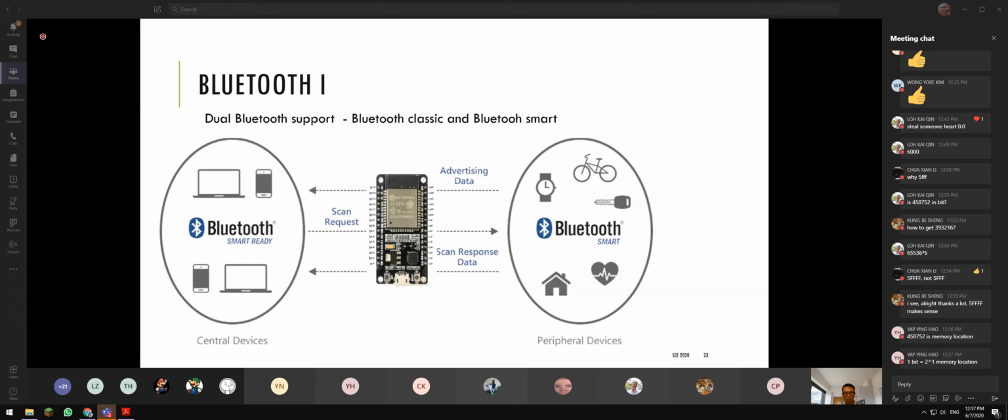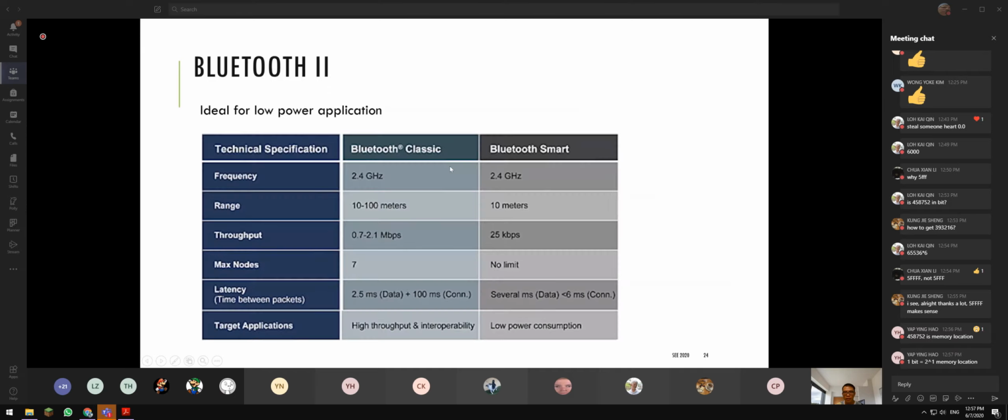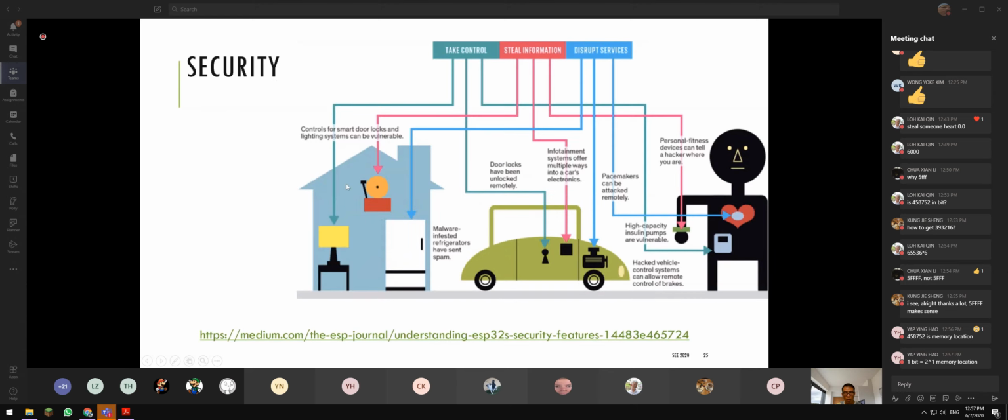Okay. So we got Bluetooth as well. We got Bluetooth Smart and Bluetooth Classic. We support both. Okay. So I'm not going to go through all the features of Bluetooth over here.